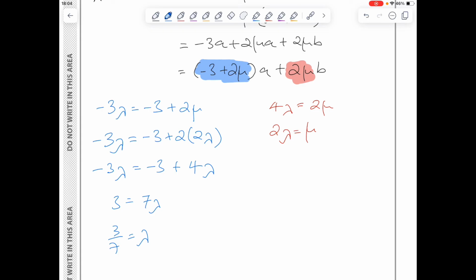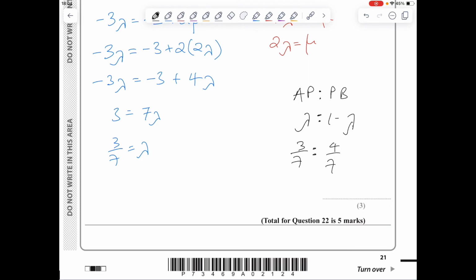Now recall, I need to find the ratio AP to PB. As you can see from the diagram, this is equal to lambda to 1 minus lambda. I found lambda to be 3 over 7. Therefore, 1 minus lambda is 4 over 7. And if I simplify this, I'll get 3 to 4. And that's the final answer.